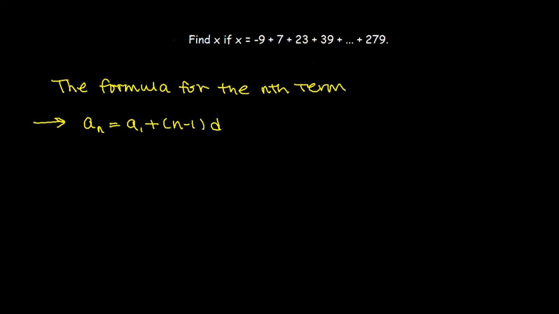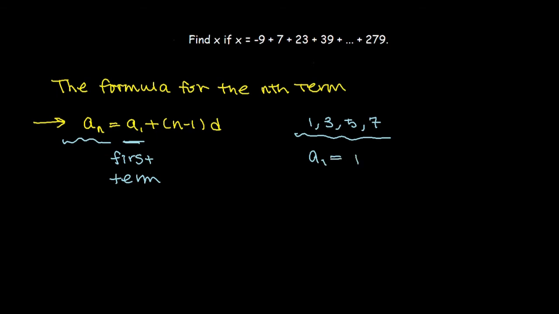Let's talk about each of the things in this formula. We have a sub n, which refers to any term in the sequence. Let's make an example sequence: 1, 3, 5, and 7. In this case, a sub n can be 1, 3, 5, or 7. What is a sub 1? That is the first term of the sequence, so here a sub 1 is equal to 1.